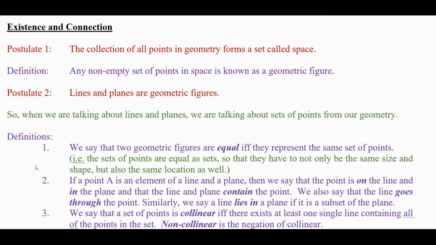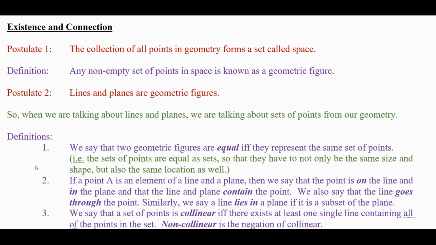So here we go. Our very first postulate is the collection of all points in a geometry forms a set called space. So space is a universal set for all the points in our geometry. And we're going to have a definition. Any non-empty set of points in space is known as a geometric figure. So it could be a set containing 1 point, 2 points, infinitely many points, points in different shapes. That's a geometric figure. Postulate 2 says lines and planes are geometric figures. So right away we know that lines and planes are sets of points. Non-empty sets of points, actually.